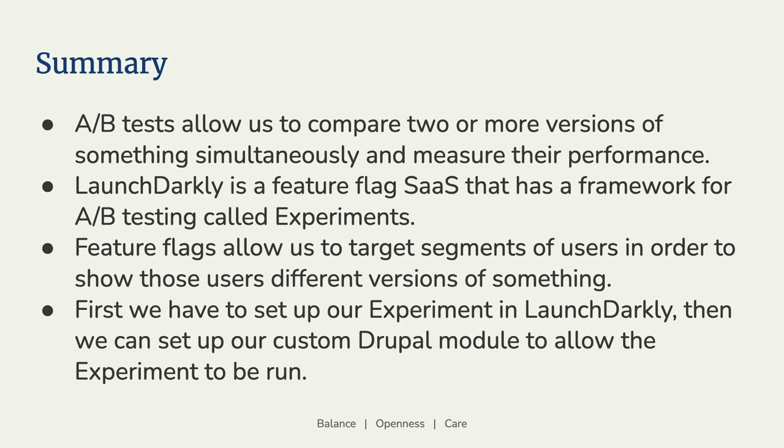So in summary, this is what we learned today. A/B tests allow us to compare two or more versions of something simultaneously and measure their performance. LaunchDarkly is a feature flag software as a service that has a framework for A/B testing and experiments. Feature flags allow us to target segments of users in order to show those users different versions of something. First, we have to set up our experiment in LaunchDarkly, then we can set up our custom Drupal module or theme to allow the experiment to be run.